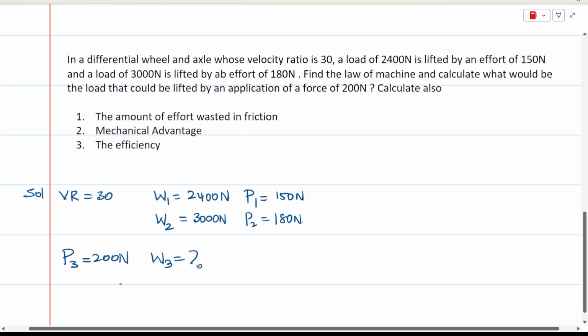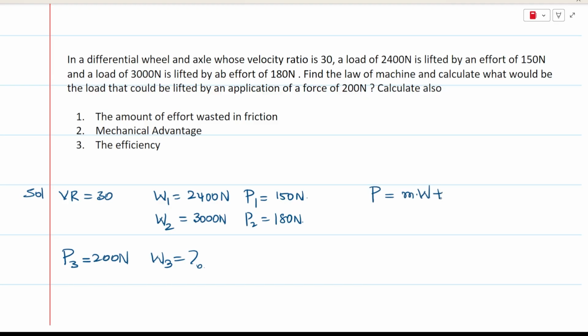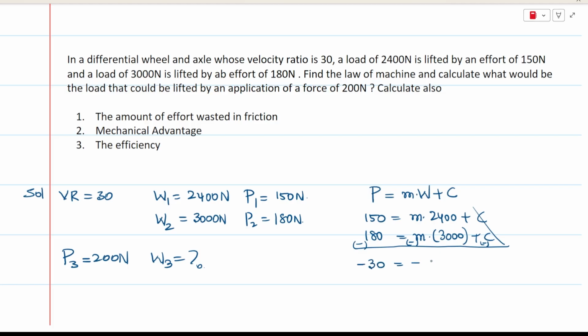So the law of machine needs to be calculated. The law of machine can be computed by the formula P is equal to M times W plus C. So 150 equals M into 2400 plus C, and in the second case 180 equals M times 3000 plus C. If we subtract these two equations, C will cancel out, and this would be minus 30 and this is minus 600 times M, and M would be equal to 1 by 20.